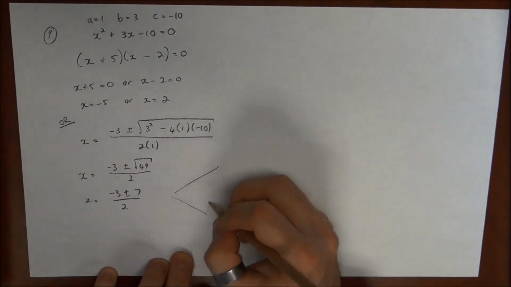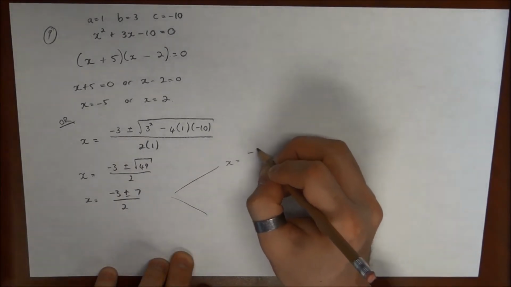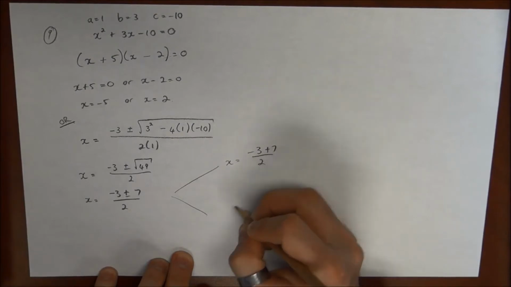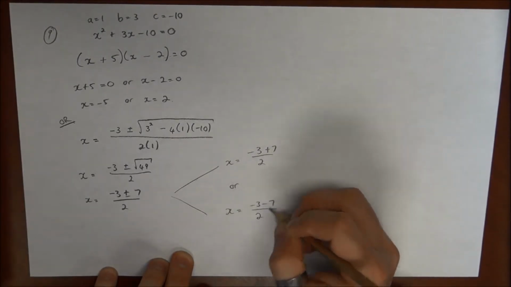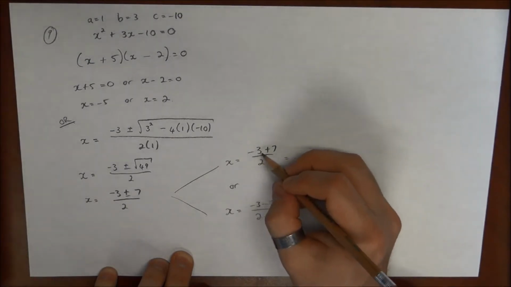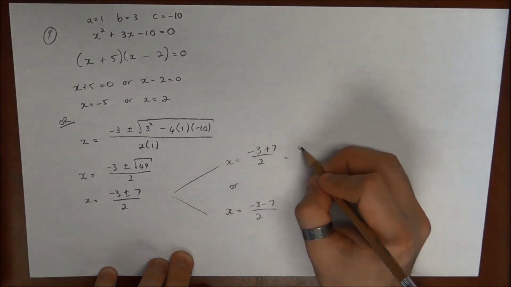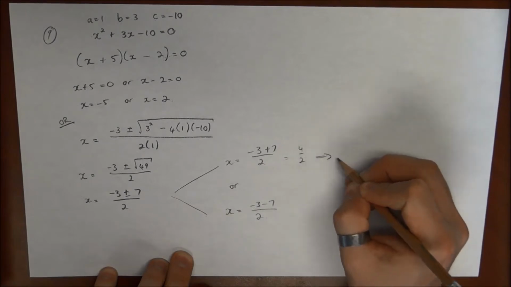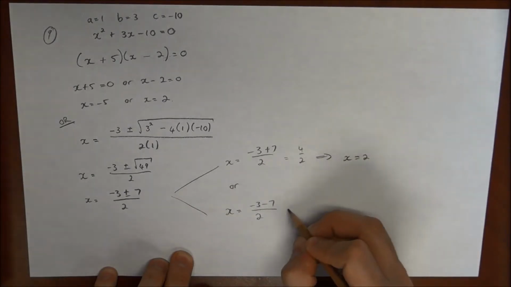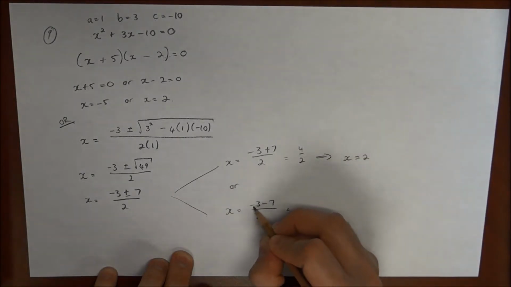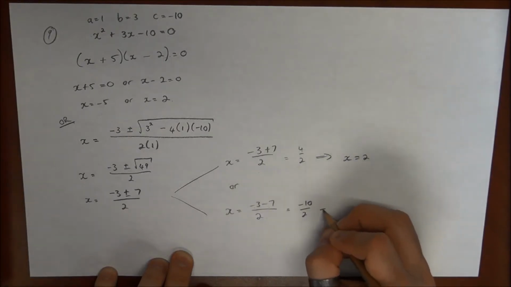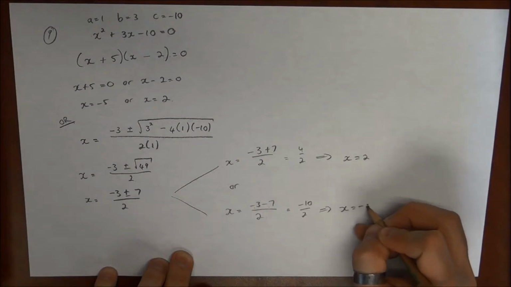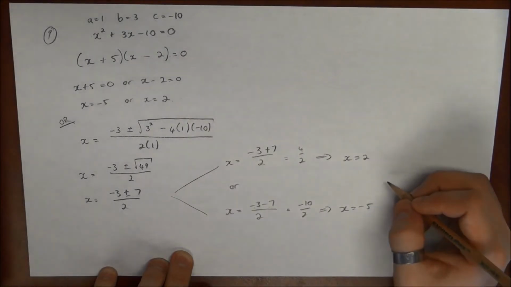So that splits into 2. X equal to negative 3 plus 7 over 2, or x equal to negative 3 minus 7 over 2. This one will be negative 3 plus 7 is 4 over 2. So x is equal to 2. This one would be negative 3 minus 7 is negative 10 over 2, which would be x equal to negative 5, and it's the same as this one.